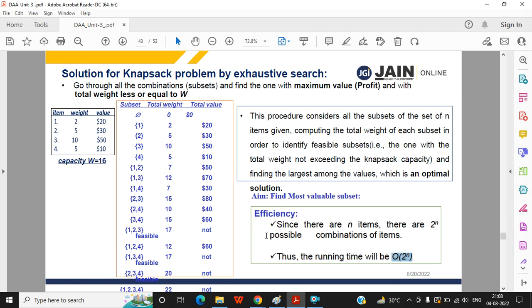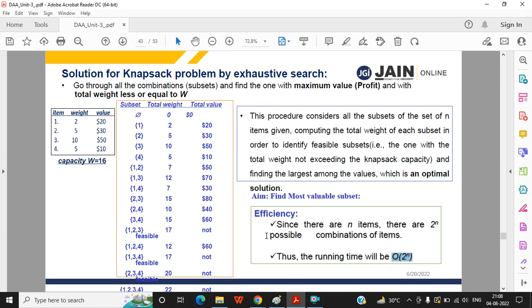2 to the power n means this is too much time. In fact, this is the most time in order of time complexity. This is the most time, means the maximum amount of time that an algorithm can take. 2 to the power n, like this, 3 to the power n.